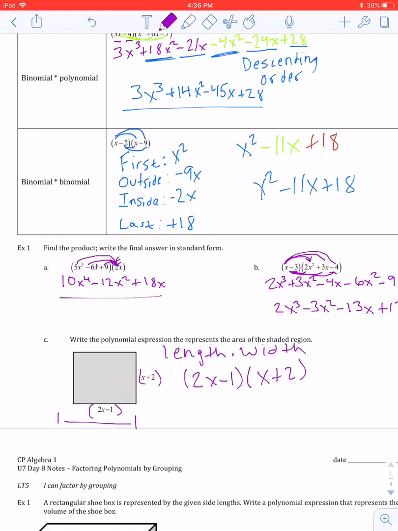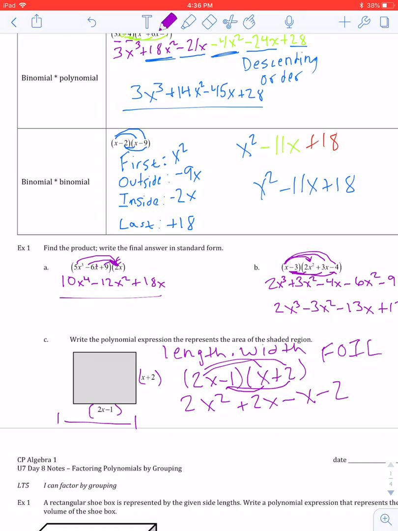Here we have our binomial times binomial. We know we're going to FOIL. Okay, first, outside, inside, last. Let's start with first, 2x and x. That's going to end with 2x squared. Outside terms are 2x and 2. It's going to be plus 2x. The inside terms, negative 1 and x, make negative x. And last we have negative 2.